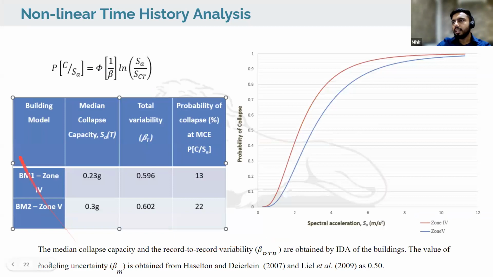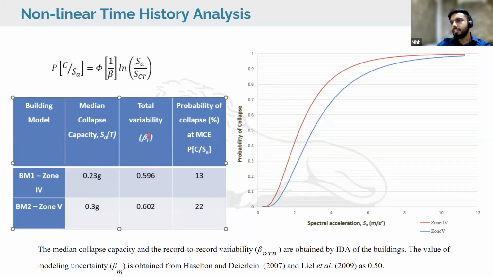So you can see this is the equation that we used, and the median collapse capacity for zone 4 was 0.23 that I calibrated, and for zone 5 it was 0.3. Then the total variability, if you see, is a value which is considering record to record variability that we obtain from the IDA of the buildings, and the value of modeling uncertainty, that is beta m. So it is obtained from Haselton and Deierlein 2007, where the value is taken as 0.5.